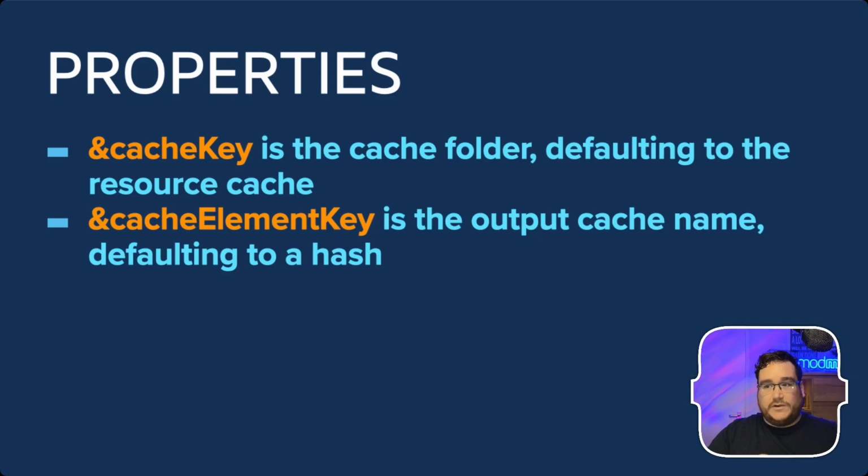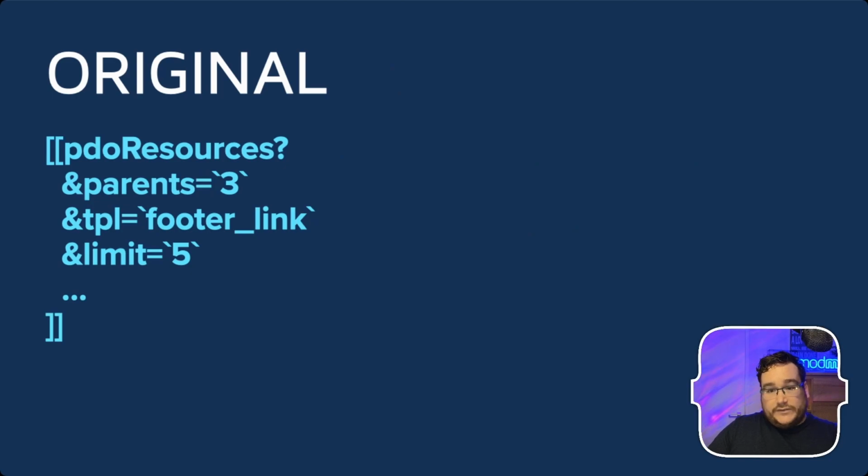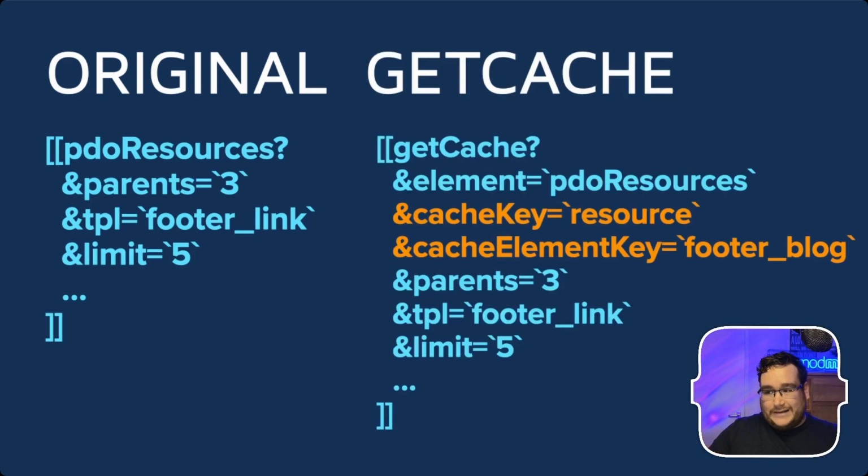So this is something you often want to change. If we once again look at our PDO resources call, where we're just generating a list of resources, what we want to do is add the cache key property to make sure we're writing to the resource cache. This is a default value, so you could leave it out. However, it's nice to be explicit about where you want this to go. It also makes it clear when you're reading your template that this is indeed tied to the resource cache.